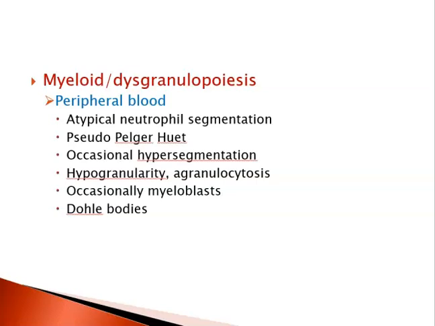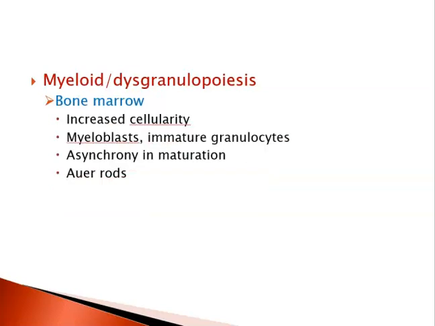May-Hegglin disease. For the bone marrow, for the myeloid side, you may see increased cellularity. You may see myeloblasts, immature granulocytes, asynchronous maturation, and also the inclusion Auer rods. Remember, the Auer rods are made up of fused granules.